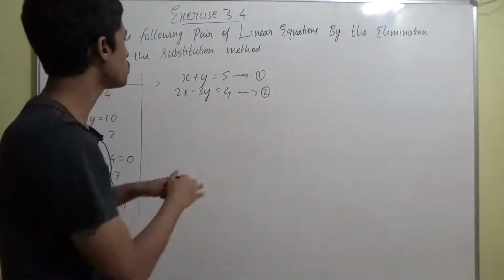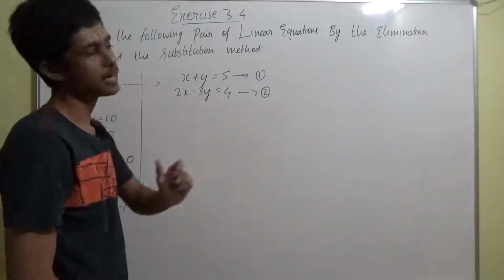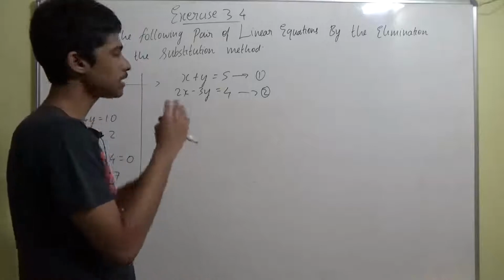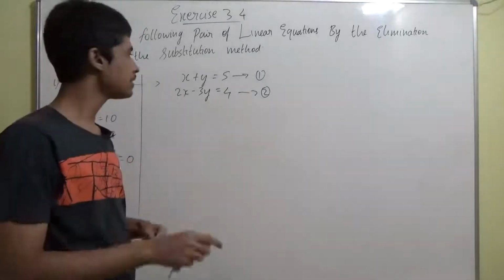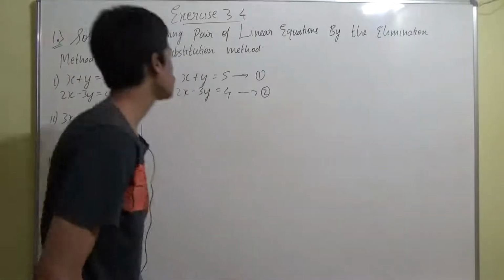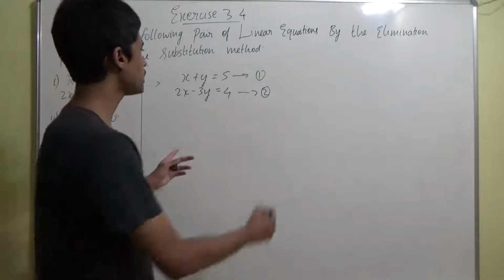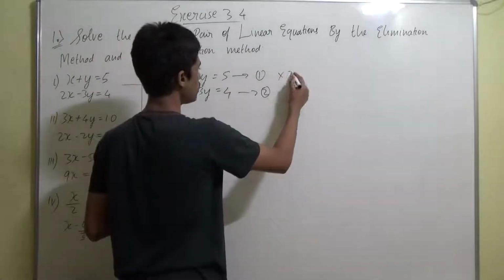So if you multiply by 2, this x will become 2x. So if both are the same number, we can eliminate by subtracting, right? If both the terms are the same, we can subtract and eliminate that entire x term and then find the value of y, and then we can find the value of x by substituting the value of y which we found, right? So first, the first step is we'll multiply by 2.